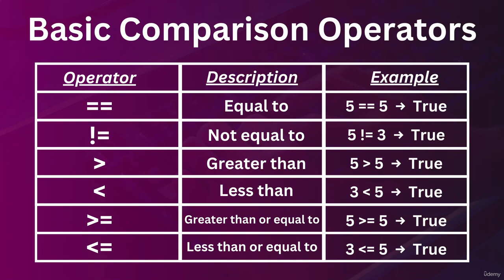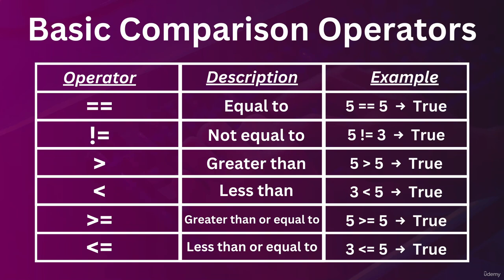So we have the greater than comparison operator that is used to compare if a value is greater than another value. We also have the less than comparison operator that is used to compare if a value is less than another value. Alright, we have the greater than or equal to comparison operator, which is used to check if a value is greater than or equal to another value. We also have the less than or equal to comparison operator, which is used to check if a value is less than or equal to another value.